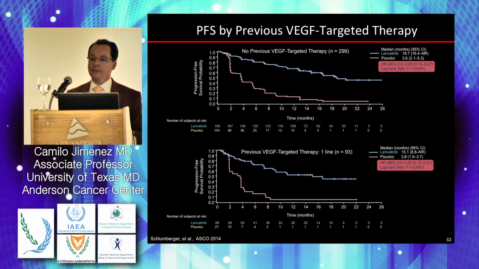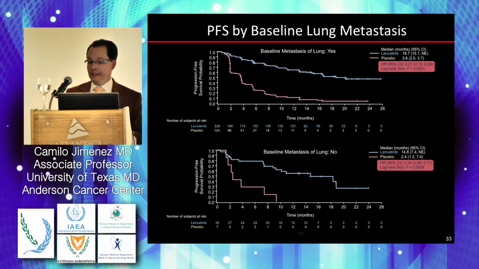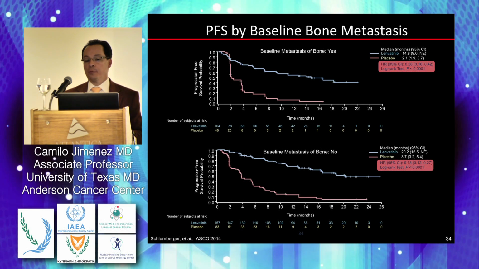In regards to tumor localization or tumor location, patients who have baseline metastases in the lungs exhibit an improvement in progression-free survival when compared with placebo. Patients who didn't have metastases in the lung, but in other places, also exhibit improvement in progression-free survival when compared with placebo. And that happened also for patients with bone metastases, in which the progression-free survival was markedly improved over time when compared with placebo, as you can see in this graphic.